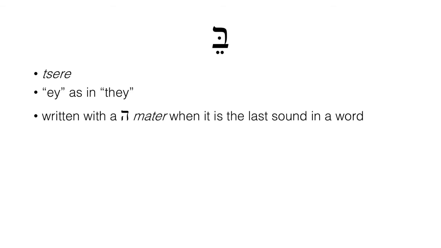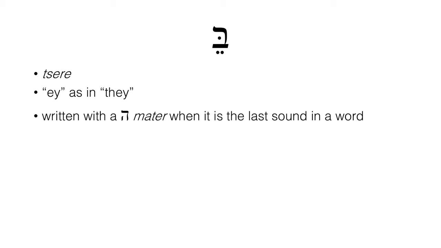The next vowel we have is tsere. Tsere are those two dots that look like snake eyes under the letter bet. Tsere has the sound A, as in they. So we would pronounce the Hebrew on this page as be. When tsere is the last vowel in a word, you'll usually find a hey as a mater at the end of that word.